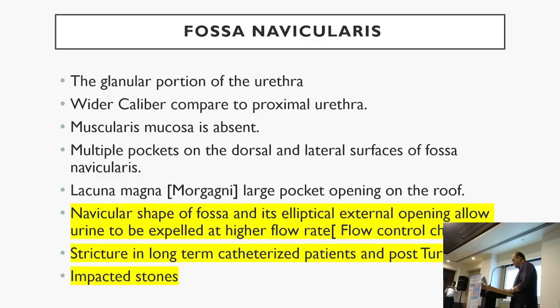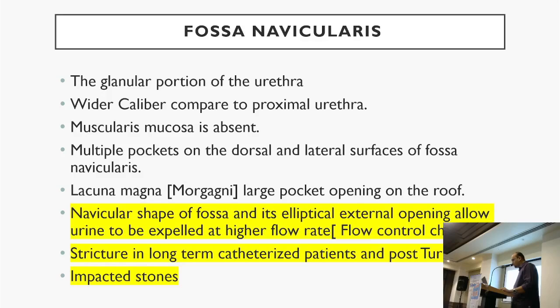So the first part of anterior urethra is fossa navicularis. It is a granular portion of urethra. It is wider in caliber compared to proximal urethra. Muscularis mucosa is absent. There are multiple pockets on the dorsal and lateral surface of fossa navicularis. The one large pocket, which is known as lacuna magna, opens on the roof. So navicular shape of the fossa and its elliptical external opening allow urine to be expelled at higher flow rate. So it is a flow control chamber.